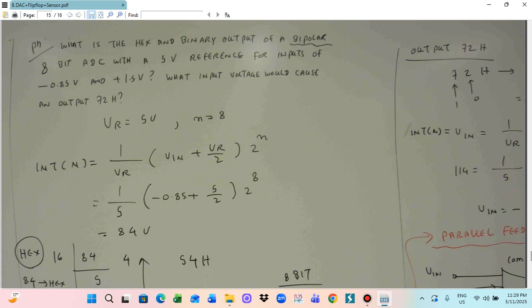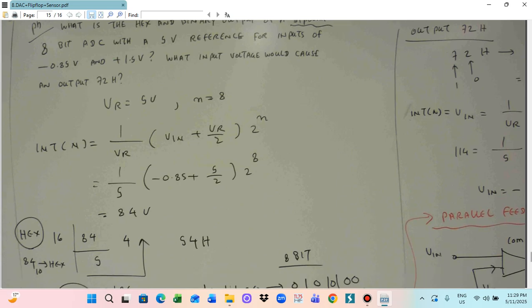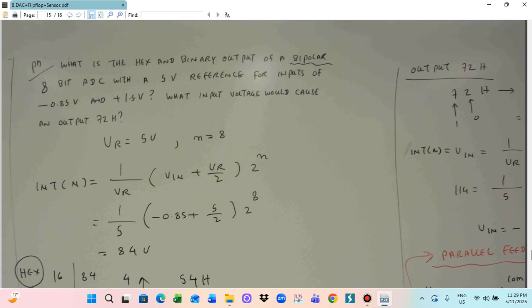Input voltage is minus 0.85 plus reference voltage, 5 by 2, and 2 power the number of bits. Now the number of bits is 8, so this is 2 power 8. By this way we start to calculate. So that will be 84, we calculate. So this is the way we got it.